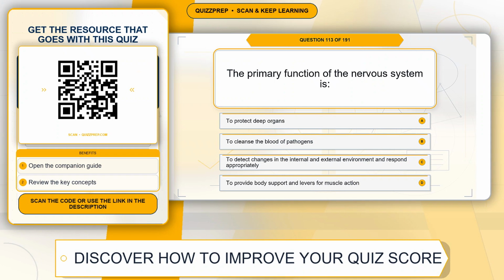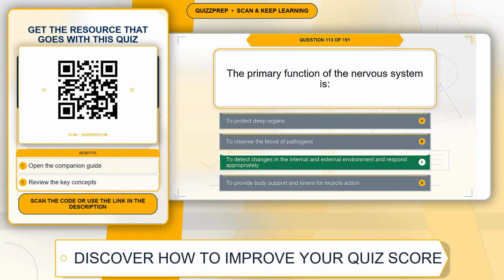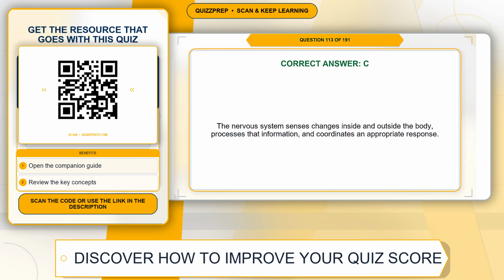Option C, to detect changes in the internal and external environment and respond appropriately. Option D, to provide body support and levers for muscle action. The correct answer is option C, to detect changes in the internal and external environment and respond appropriately. Explanation: the nervous system senses changes inside and outside the body, processes that information, and coordinates an appropriate response.